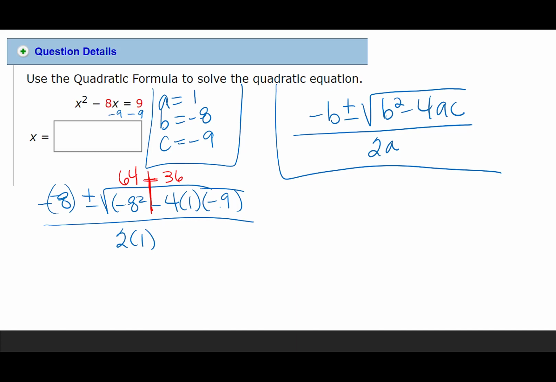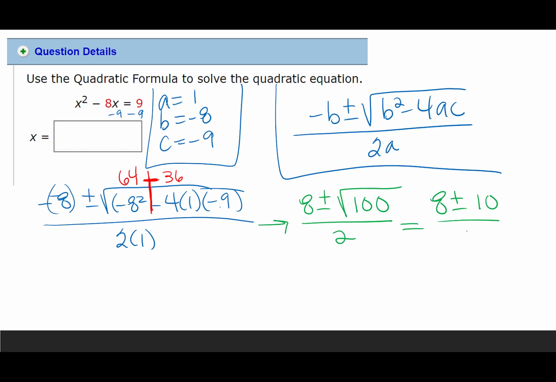And now this red cross represents that we're going to combine those two values together. So I'll rewrite this as, the negative 8 on the outside will be positive 8 plus or minus the square root of 100 over 2. The square root of 100 is a positive 10 and a negative 10. That's why we have the plus or minus over 2. At this point, I encourage you to separate those two answers. Answer number 1 is 8 plus 10 over 2.